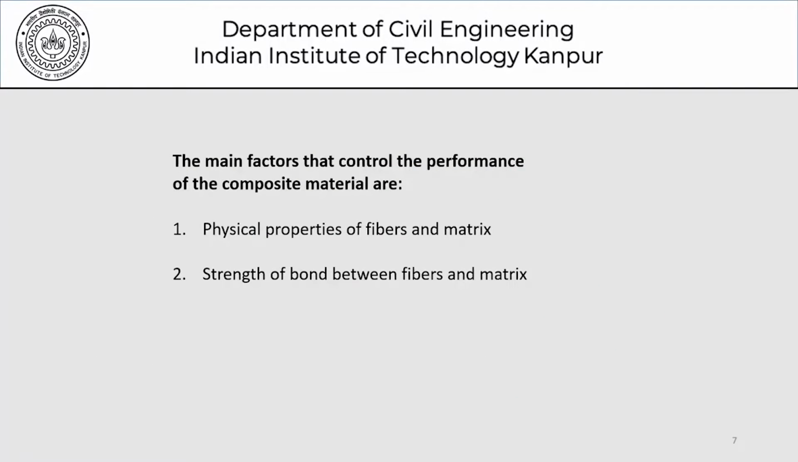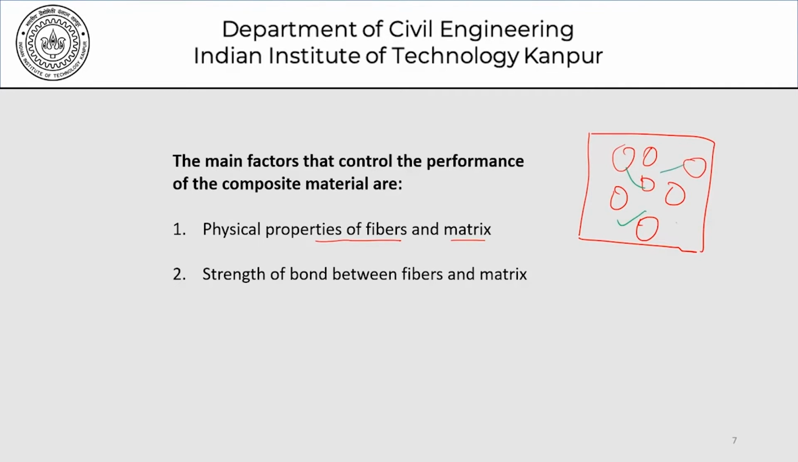Moving forward, the main factors that control the performance of the composite material are the physical properties of the fiber and the matrix. So when we are talking of the matrix, which is in this case, the way I've shown here, this is my concrete, and we have some fibers. The properties of this composite would depend on the properties of the fiber and the amount of fiber we use, and of course the properties of the matrix, that is the concrete. And the strength of bond between the fibers and the matrix.